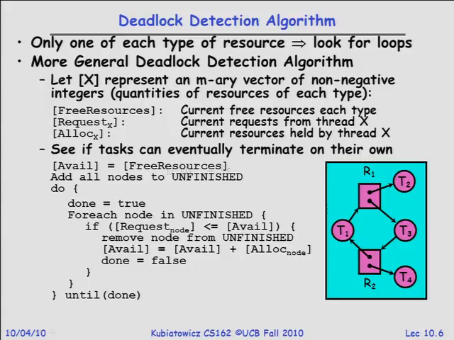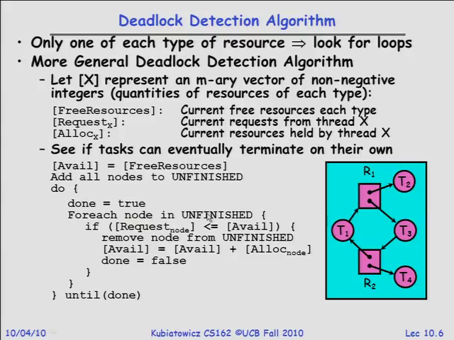So we put all the nodes, or these should be threads, all the threads into the unfinished category. And then we go through, and for every unfinished thread, we say, gee, is the number of resources I need less than or equal to the number that are available? And notice that this is a funny comparator operator, right?